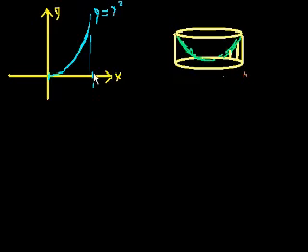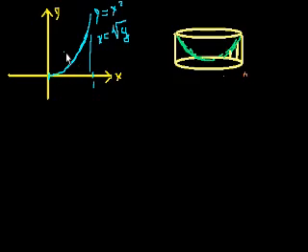I want to show you that you could actually use the disk method here, but then we'll just have to switch the y's and x's. Instead of writing the function as a function of x, we'll just take the inverse of it and write it as a function of y. So this curve, y equals x squared, can also be written by taking the square root of both sides: x is equal to the square root of y. And now we can use this information to do the disk method, but everywhere where we had an x in the past, we'll now have a y.